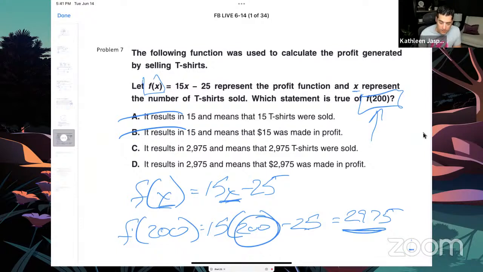There were only 200 t-shirts sold, not 2,975. So C is out, making D the obvious answer. And the reason for that is it results in $29.75 and means that $2,975 was made in profit. That's what it is. This 25 right here is your cost. Anything after this $25 now is your profit. So that's why we take however many we sold, 200 at $15 each, take away 25 bucks. That is our profit. D is the correct answer there.